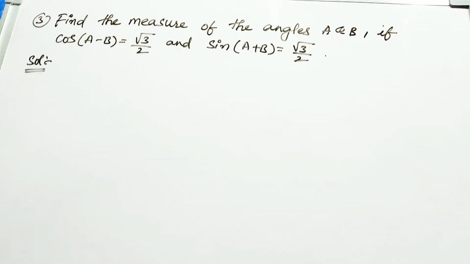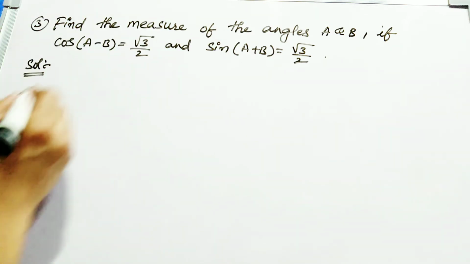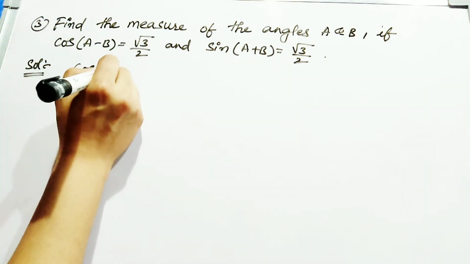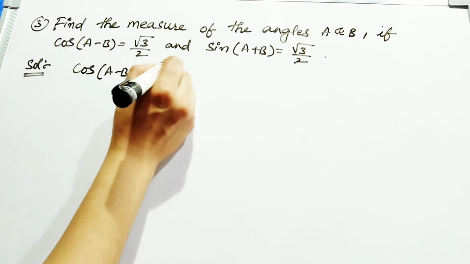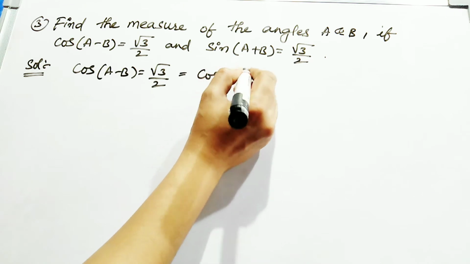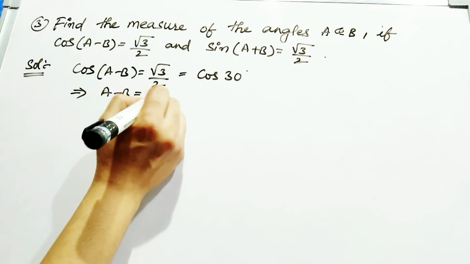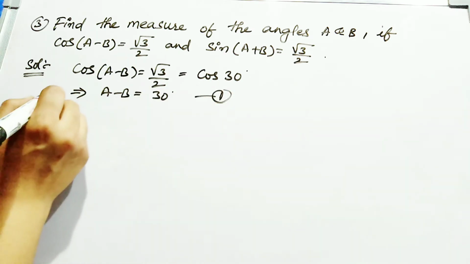Okay, our next problem is: find the measure of the angles A and B if cos(A-B) is equal to root 3 upon 2 and sin(A+B) is equal to root 3 upon 2. What we have to find? We have to find the angles A and B. Let's start. cos(A-B) is equal to root 3 upon 2. Root 3 upon 2 means which angle? You get cos 30. So A-B is 30. This is your first equation.